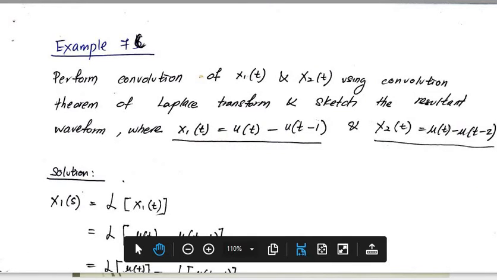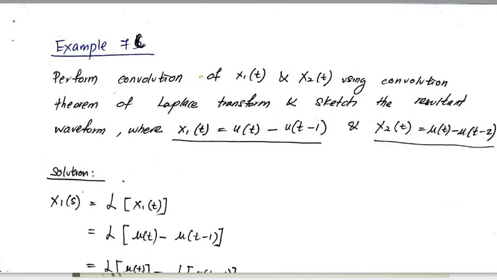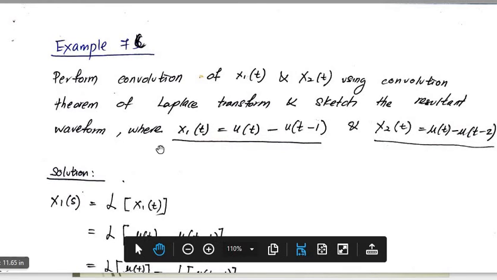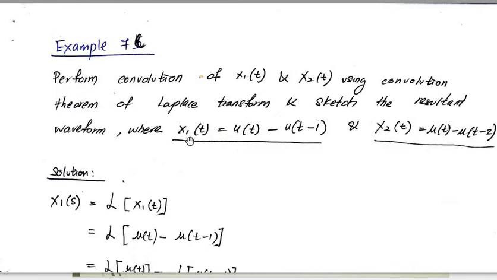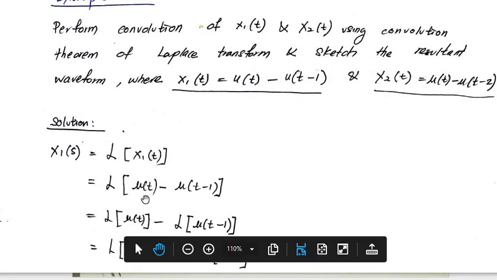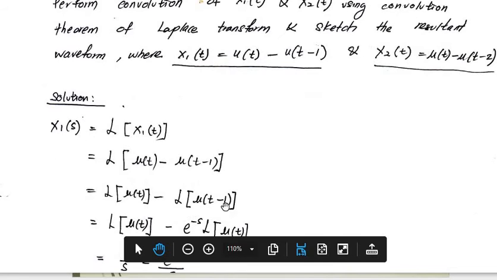Now, let's look at another example. Perform the convolution of x1(t) and x2(t) using the convolution theorem of the Laplace transform and sketch the resultant waveform, where x1(t) equals u(t) minus u(t-1) and x2(t) equals u(t) minus u(t-2). So x1(t), you change it to X1(s). How to change? The Laplace transform of x1(t) equals the Laplace transform of u(t) minus the Laplace transform of u(t-1).